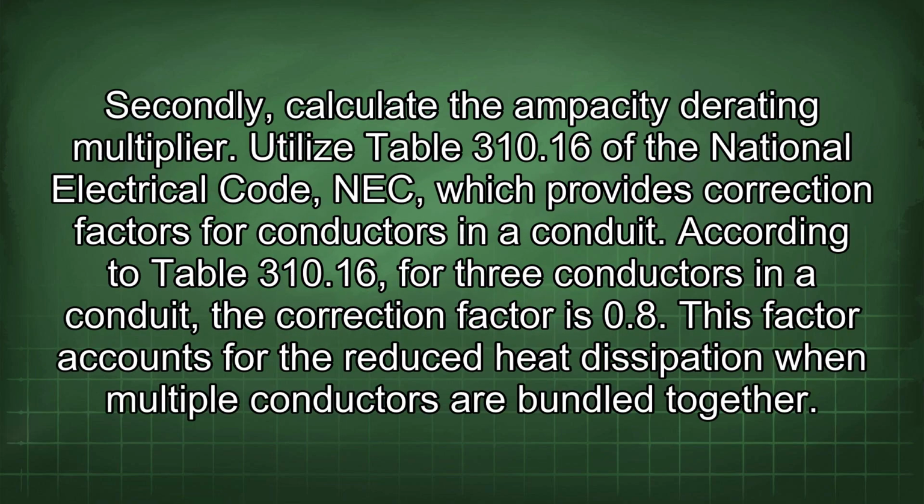Secondly, calculate the ampacity derating multiplier. Utilize Table 310.16 of the National Electrical Code, NEC, which provides correction factors for conductors in a conduit. According to Table 310.16, for 3 conductors in a conduit, the correction factor is 0.8. This factor accounts for the reduced heat dissipation when multiple conductors are bundled together.